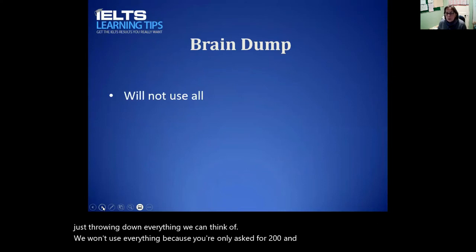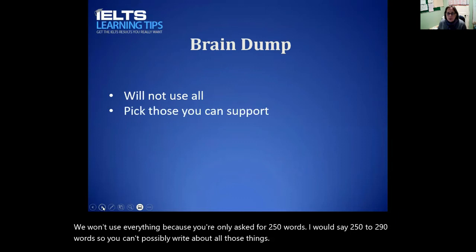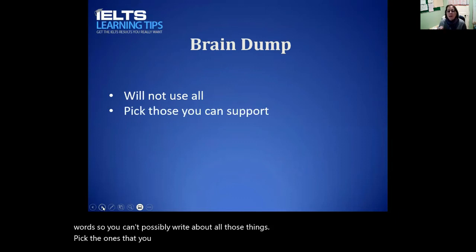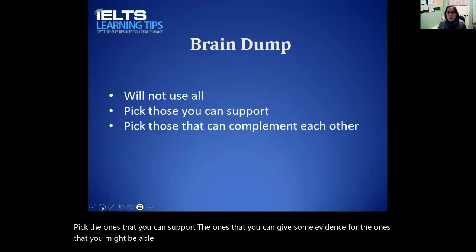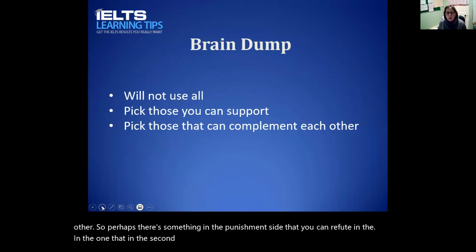I would say 250 to 290 words. So you can't possibly write about all those things. Pick the ones that you can support, the ones that you can give some evidence for, the ones that you might be able to give an example for. And pick those things that complement each other. So perhaps there's something in the punishment side that you can refute in the second paragraph, if that's the one you agree with, or vice versa.